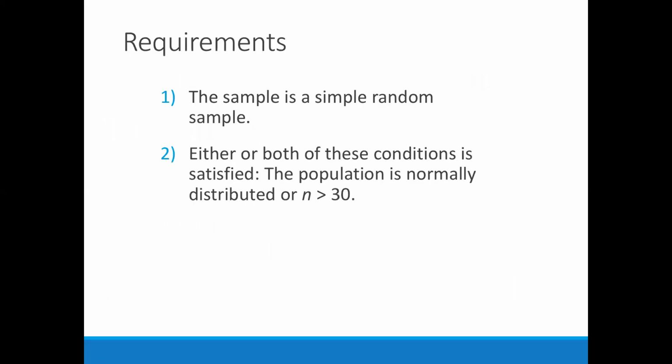Two of the requirements: the sample is from a simple random sample, and then you need an either-or clause here. Either or both of these conditions is satisfied: the population is normally distributed, in other words the sample is taken from a normally distributed population, or the sample size is greater than 30, or both can be met.